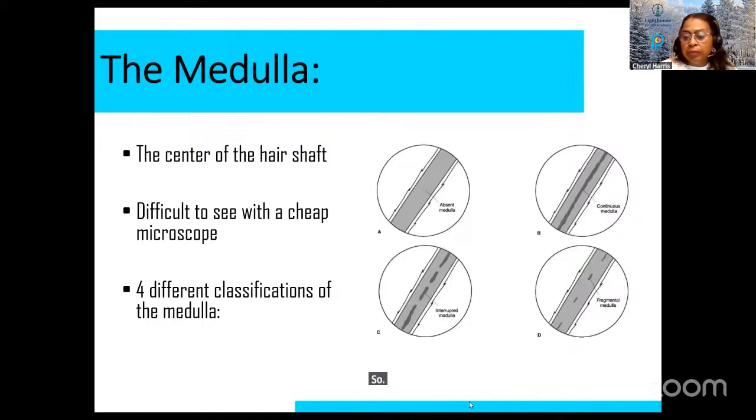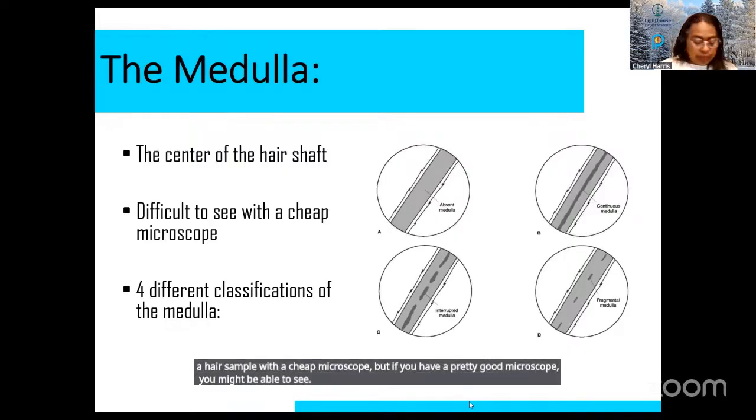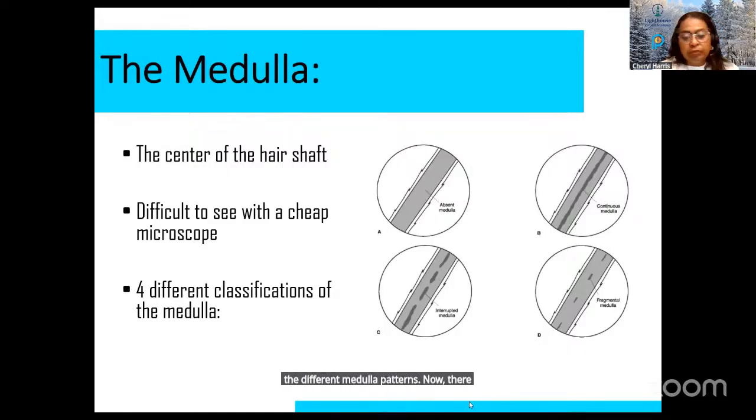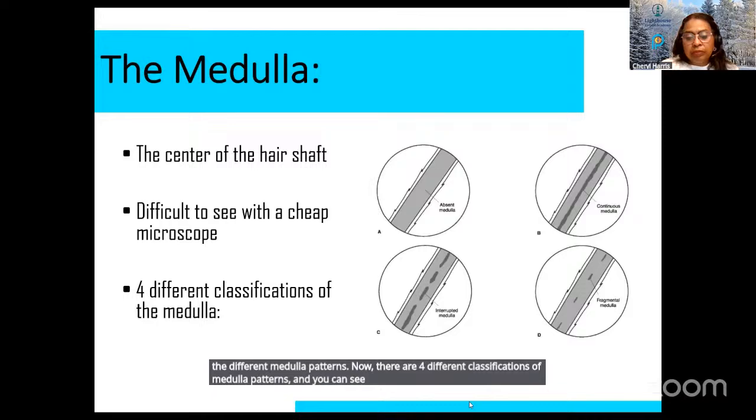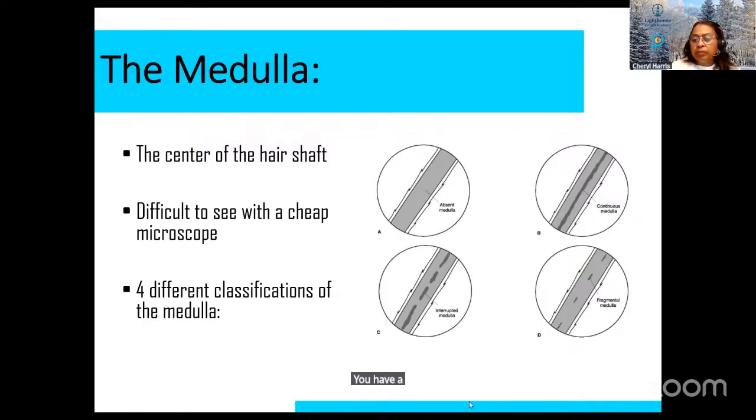So the medulla can be difficult to find when looking at a hair sample with a cheap microscope, but if you have a pretty good microscope, you might be able to see the different medulla patterns. Now, there are 4 different classifications of medulla patterns, and you can see in this picture we have absent, which means no medulla. You have a continuous medulla, which is like just a straight line down the middle of the hair. You can have an interrupted medulla or a fragmented medulla. So you see the different variations.